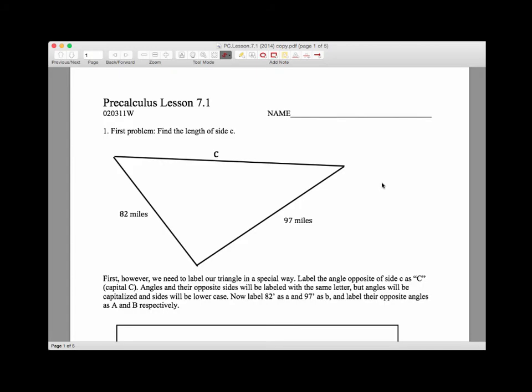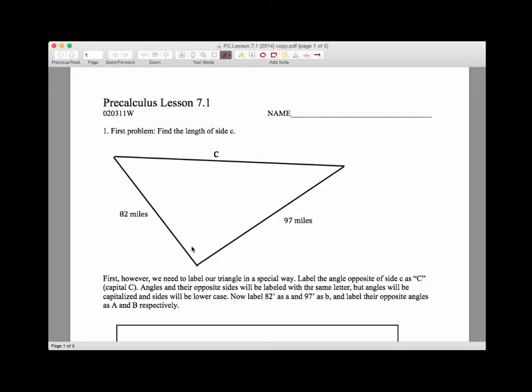This is Lesson 7.1. Be sure to have the worksheet in front of you that looks like this, and follow along as we try to solve for the triangle that is given to you. You notice there's two sides and an angle: 82, 97, and side C.